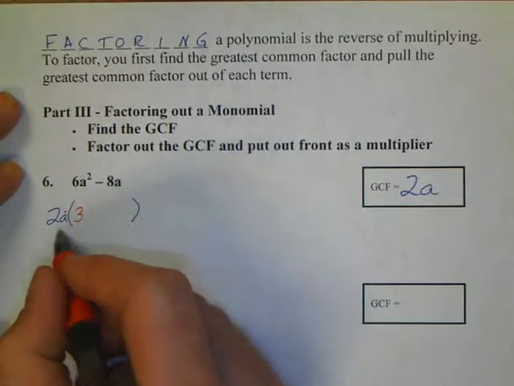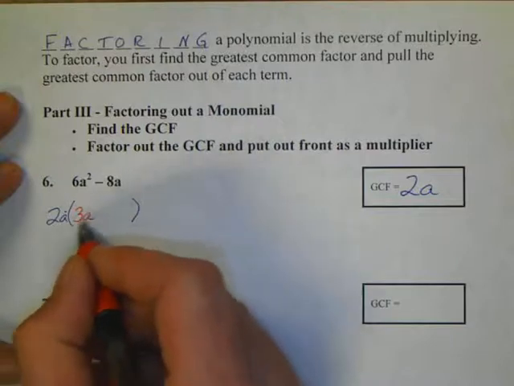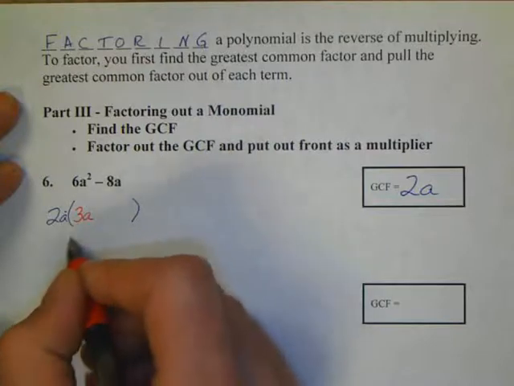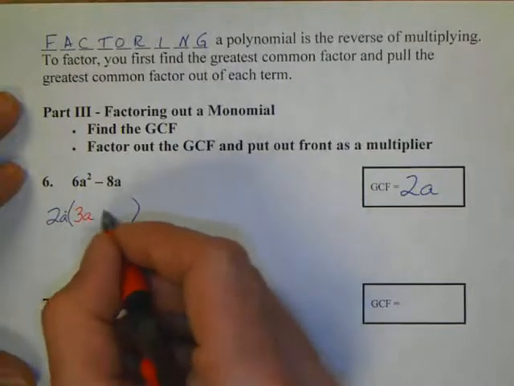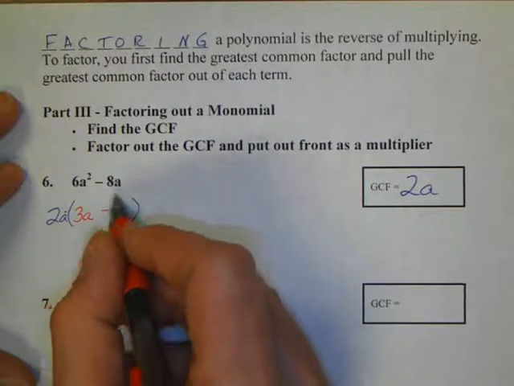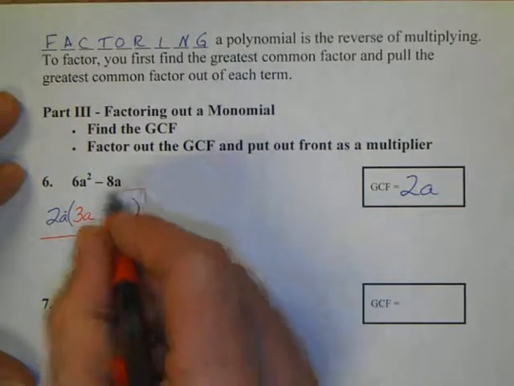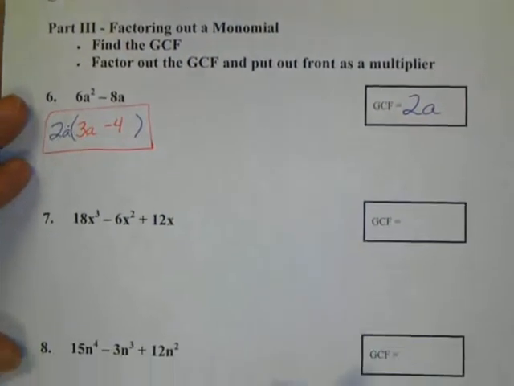2 times what is 6? Well, 2 times 3. A times what is a squared? Well, a times a is a squared. Now let's do the second half. 2 times what is negative 8? Well, that's negative 4. And we don't need any more a's because 2a times negative 4 is negative 8a. So here is the factored form of our problem number 6.